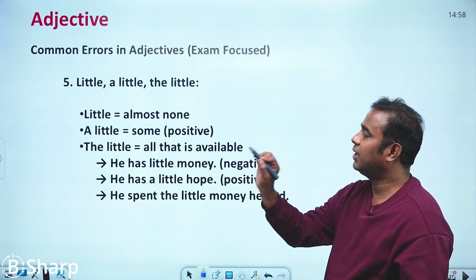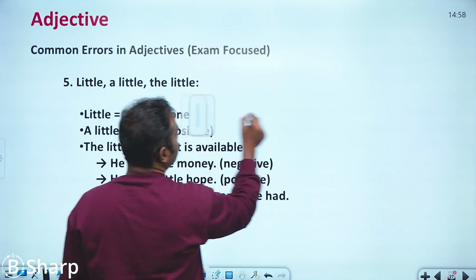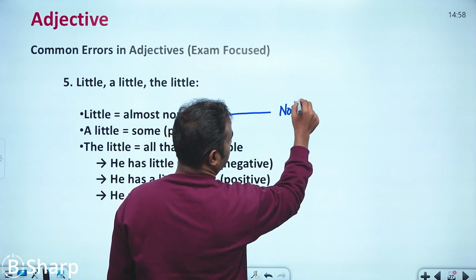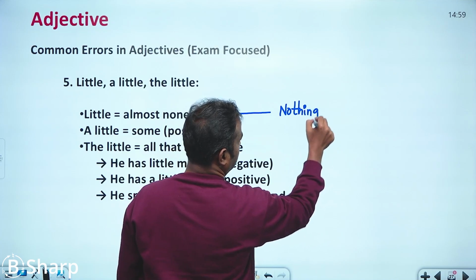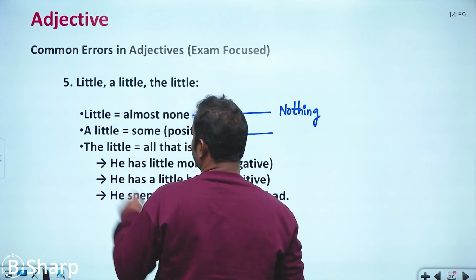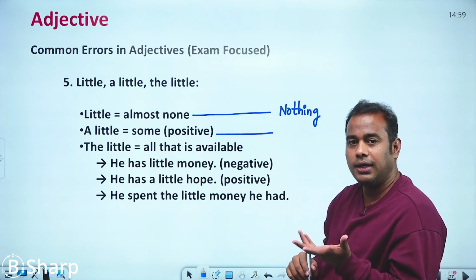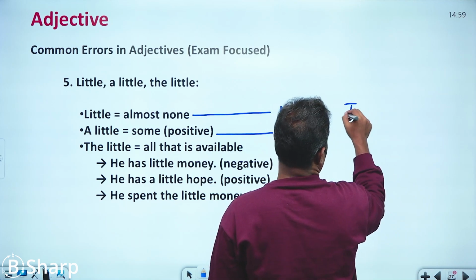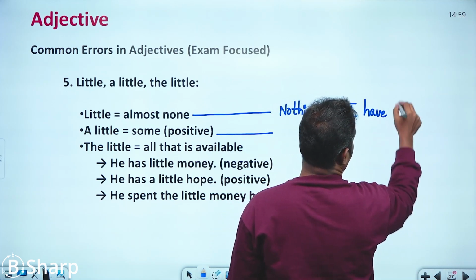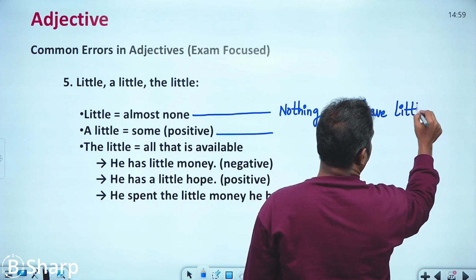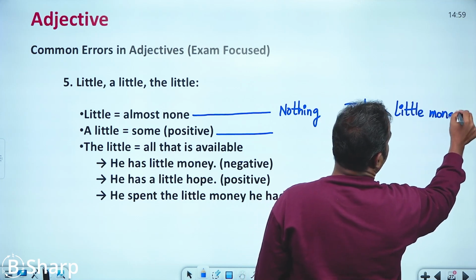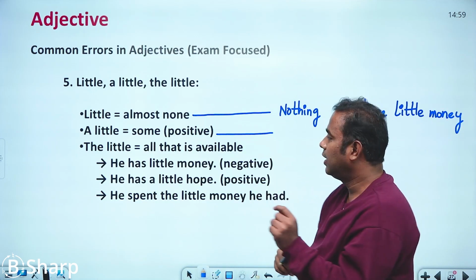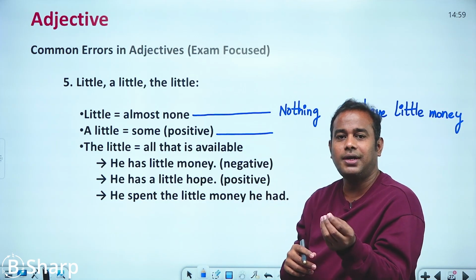Now the next one is the same, little, a little, the little. Little means nothing. A little means a small thing. I have little money means I don't have any money. I have a little money means I have some small amount. I have the little money means whatever is leftover, that is the amount I have.